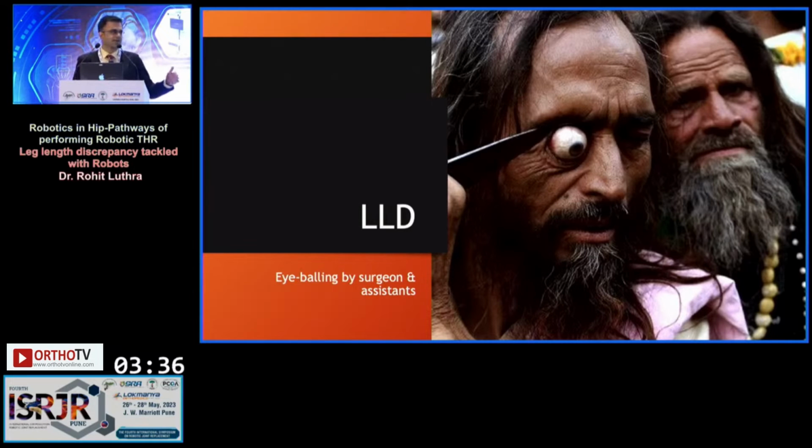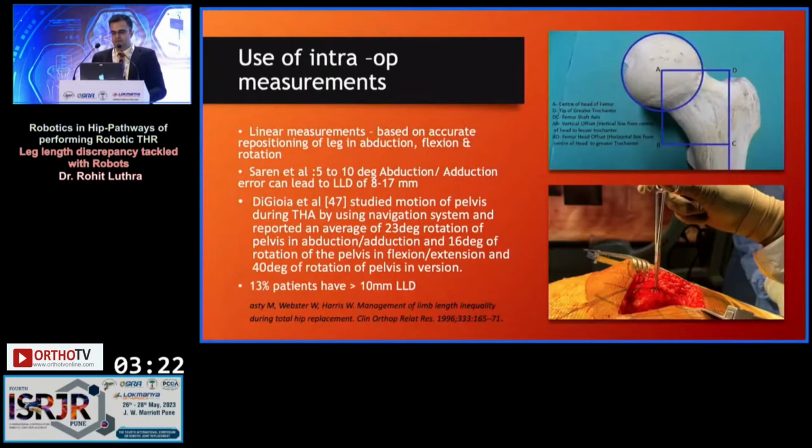He's asking the assistant, "Theek dikh raha hai? Is it okay? Am I good? Are we okay? Or how is the limb length?" And you also rely on an anesthetist to just check the sacrum. Is the sacrum perpendicular to the floor, is it tilted forward or backward? Then you try to pull the pelvis behind. So there's a lot of eyeballing happening.